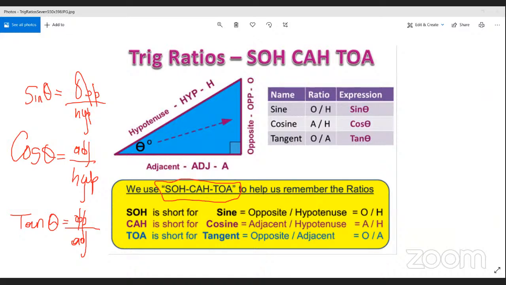All right, so the rules that we have so far must be used with a right angle triangle. Pythagoras theorem, use with a right angle triangle. Trig ratio, use with a right angle triangle. When you're using Pythagoras theorem, you only use it when you're trying to find a missing side. So write that down for me. You only use Pythagoras theorem when you're trying to find a missing side.